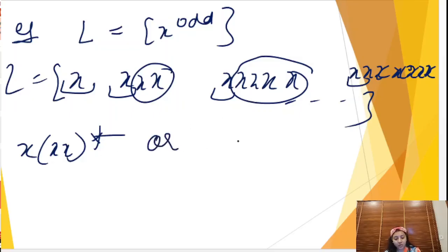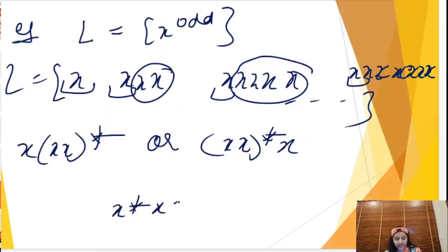Or I can also represent it like this, if I reverse the positions. So both these two regular expressions are valid to represent this kind of language where the number of x's is odd. But if I try to write something like this, let's say x star, then x, then x star.